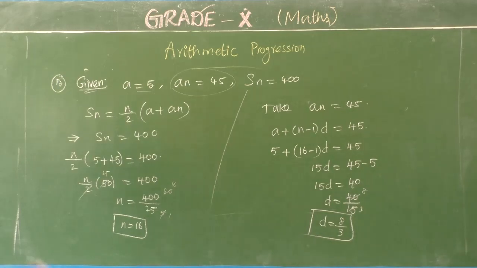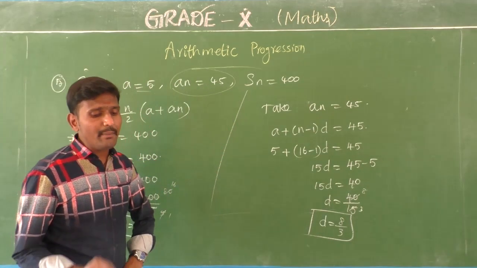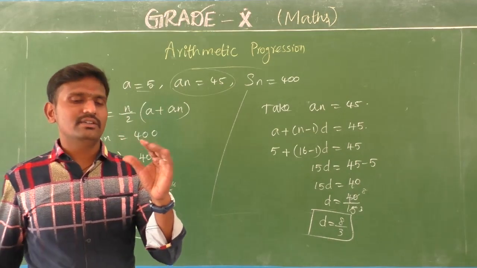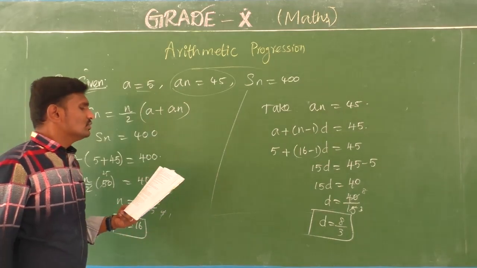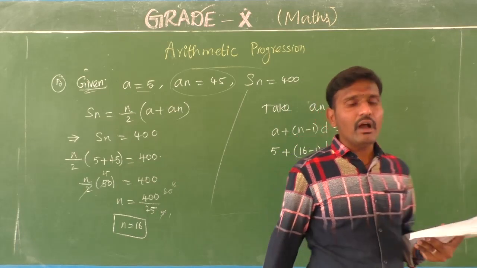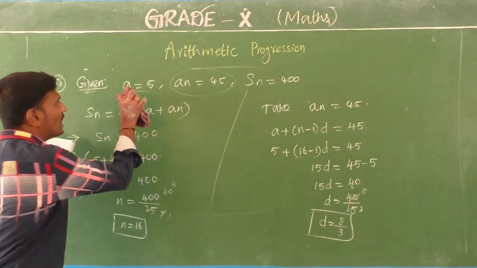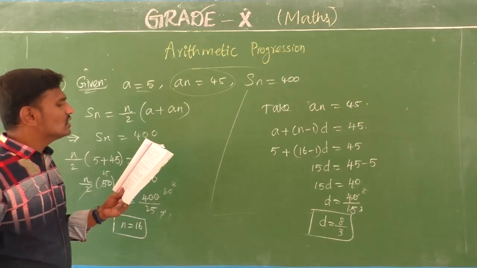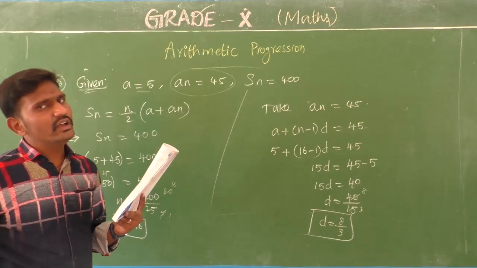Okay. And next question, I want to go to the sixth one. So that also has the same pattern, but only a minor difference. So sixth question: the first and last term of an AP are 17 and 350 respectively. So here also you have the first and last term. So the first term is 17, A equal to 17 and An equal to 350.